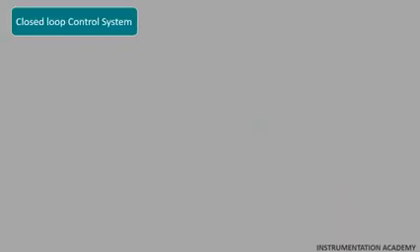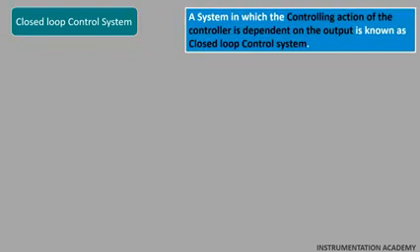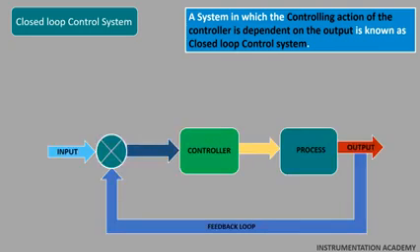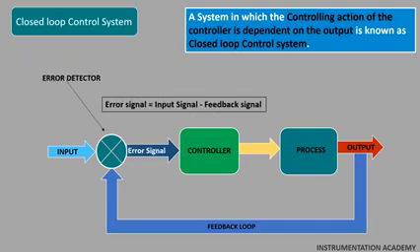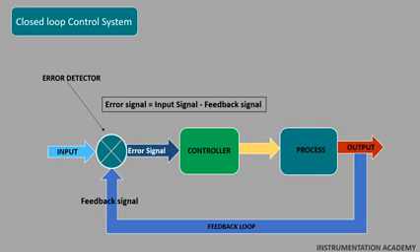Closed-loop control system. A system in which the controlling action of the controller is dependent on the output is known as a closed-loop control system. This is the block diagram of closed-loop control system. This system has an error detector that produces an error signal, which is the difference between the input and the feedback signal. This feedback signal is obtained from the output.